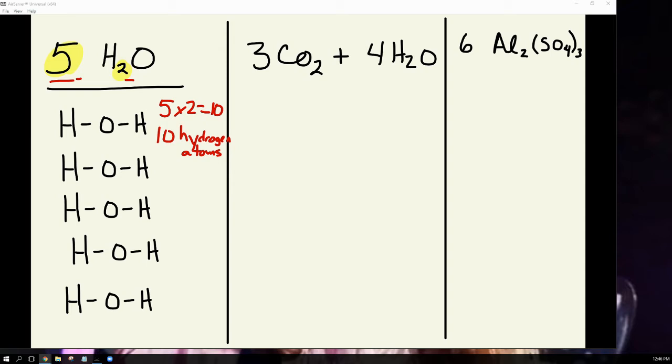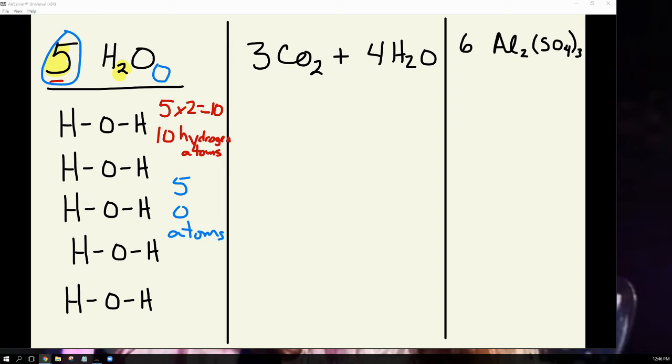So I'm going to undo that. And then let's see, what about the oxygens? Well, for the oxygens, I have 5. I'm going to take 5 times 1. Well, 5 times 1 is 5, so I have 5 oxygen atoms. Okay, so we don't have to actually draw the whole formula. We just need to multiply.